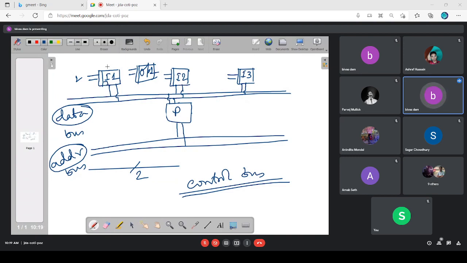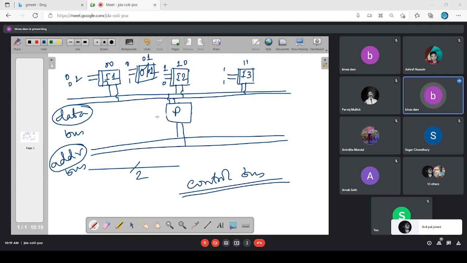Say its address is 00. This I1 is supposed to be selected with the address 00. This output is supposed to be selected with 01. This is with 10. This is with 11. I have 4 IO devices, so 4 addresses are enough. So when the address is 00, this I1 will be enabled. When the address is 01, this output device will be enabled. When it is 10, this one will be enabled, and when it is 11, this one will be enabled.